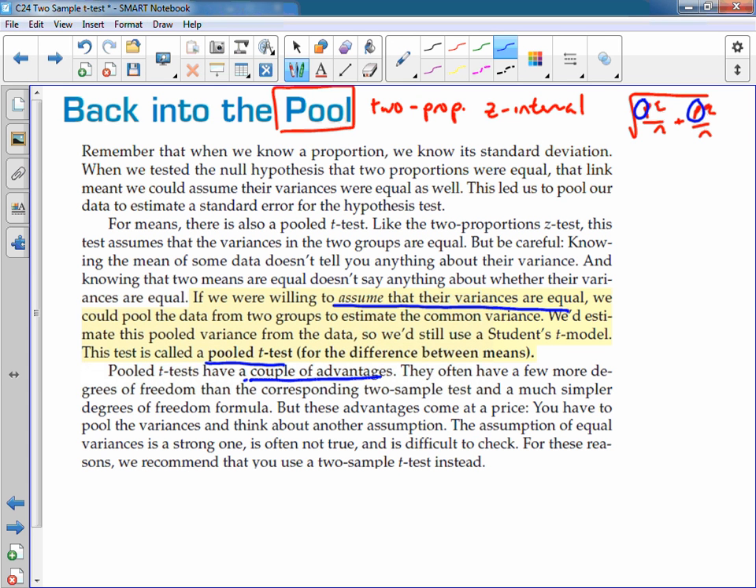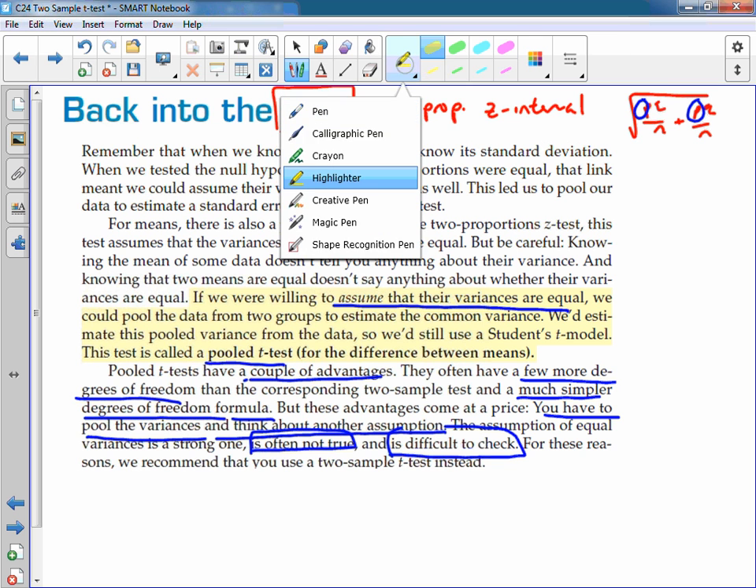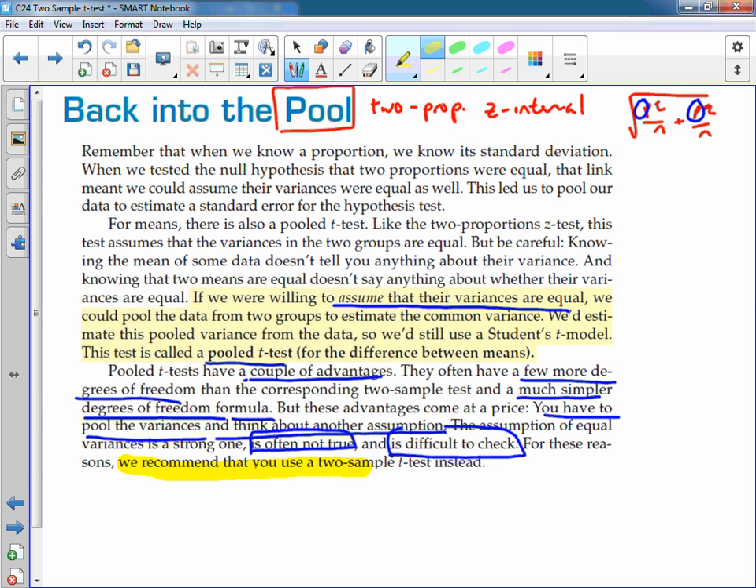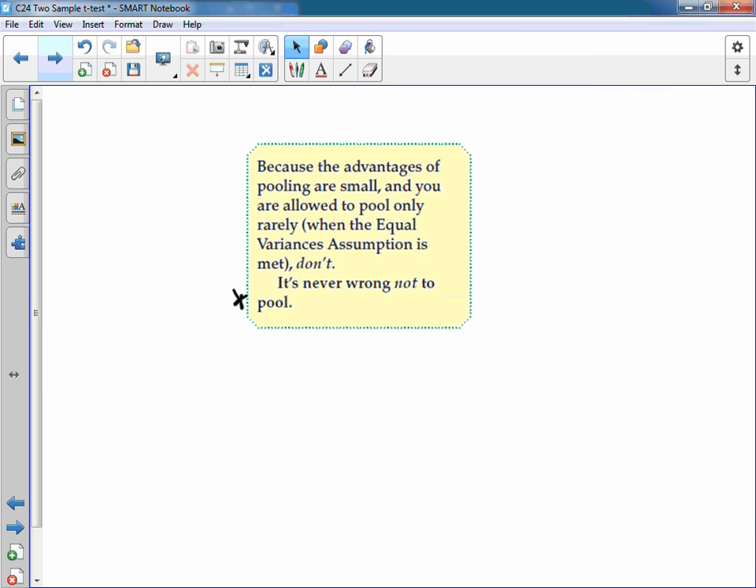There are a couple of advantages, a few more degrees of freedom, and a much simpler degrees of freedom formula. But you have to pool the variances and think about another assumption. And it's often not true that the variances are equal, and it's difficult to check. So the book says, we recommend that you use a 2 sample t-test instead. In essence, it's never wrong not to pool. So just don't do it. If you can't be wrong by not doing it, then just don't do it.